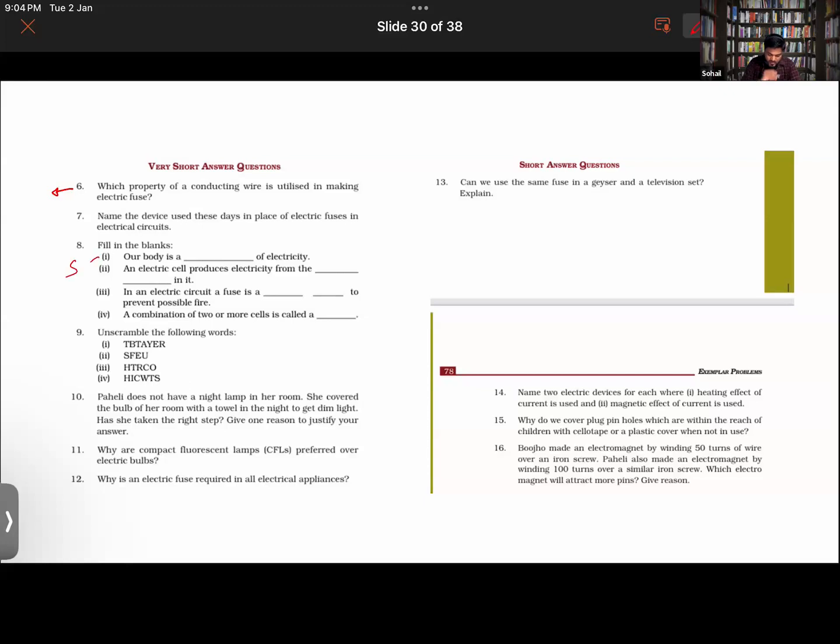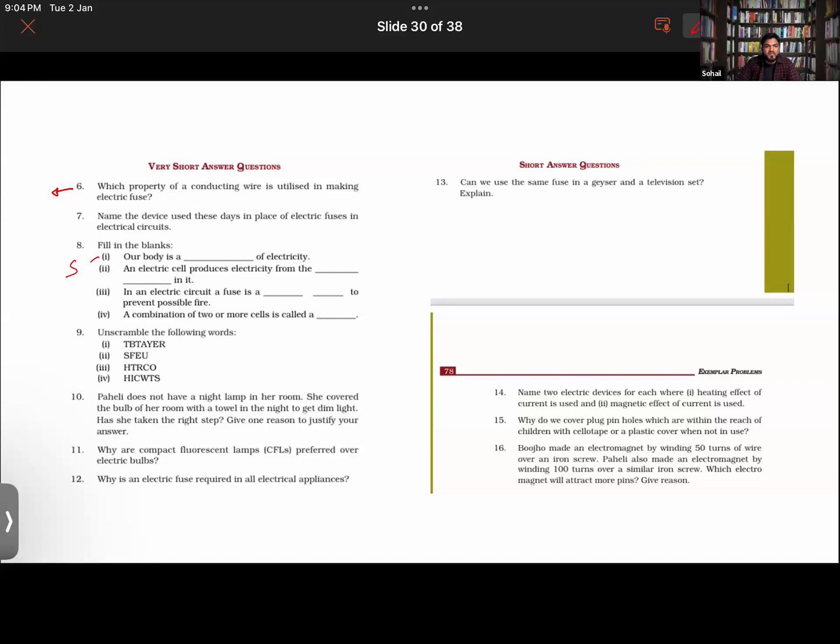Question number 8. Yeah, Sundus. Our body is a conductor of electricity. Good. Yeah, Chakrika. An electric cell produces electricity from the chemical reactions in it. Sir, chemical reactions? Exactly. So basically the chemicals that are found in it. Okay, next question.